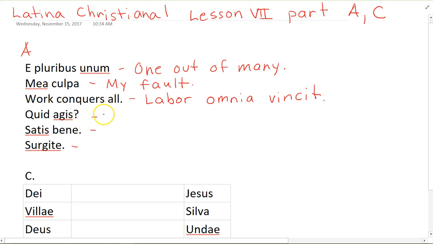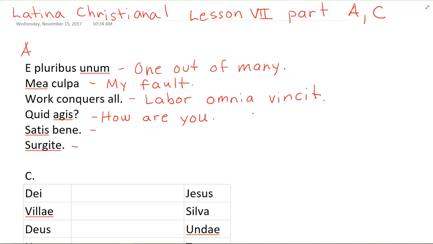Quid agis means how are you? And where would you have found that if you didn't know? Well, it says that you can go to page 73 in your book. And 73 is that little page where it gives you some practical things that you can ask and say in Latin. You can use these around your home. So there it is on 73.